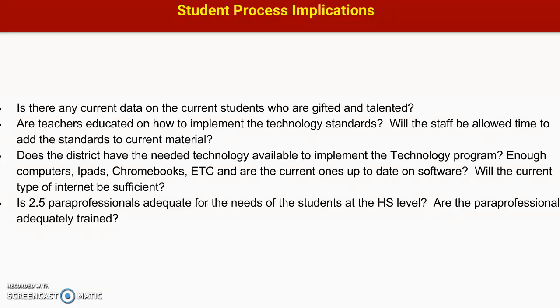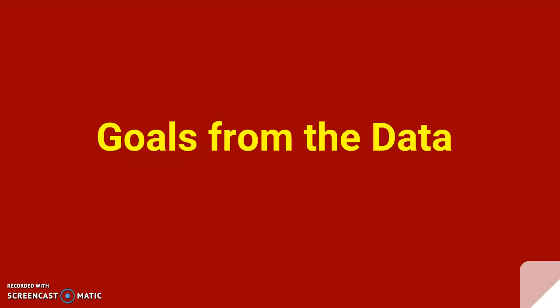And last but not least, we pulled apart the current staffing, and we only have 2.5 paraprofessionals. Is that adequate for the students who receive special education services at the high school level? Are they adequately trained? Do they know the school rules? Do they know how to modify activities? Do they know how to redirect unwanted behavior using PBIS? Do they know what PBIS is? Those are just things that need more looking into.